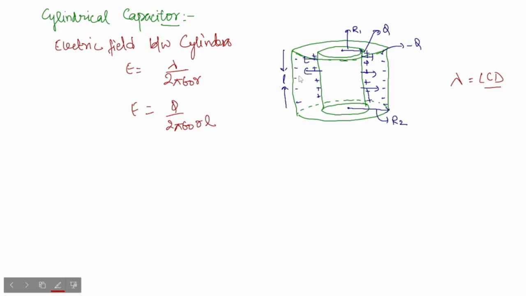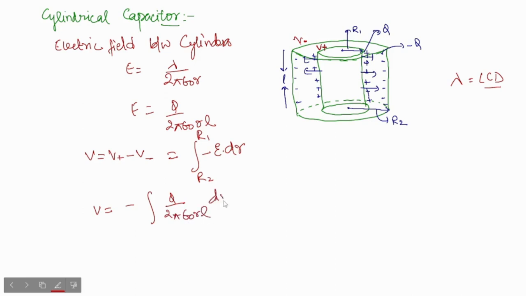Okay, now if the potential of this surface is V plus, and potential of this surface, the outer one, is V minus, then what will be the net electric potential difference between them? It will be V is equal to V plus minus V minus, right? And this will also be minus integral of E dot dr, and r is varying from R2 to R1. So you can write V as minus, and we have derived E, which is q upon 2 pi epsilon naught r L, dr, from R2 to R1.